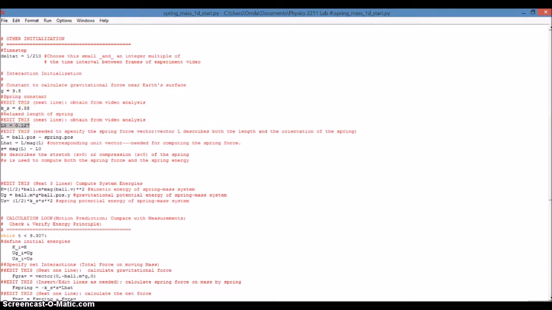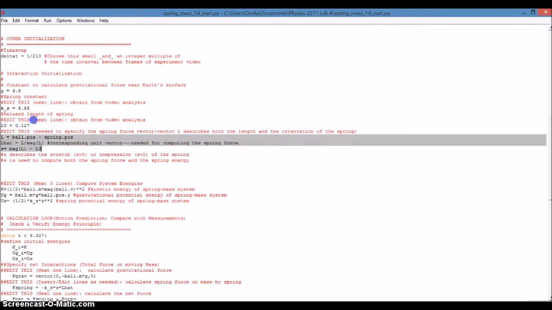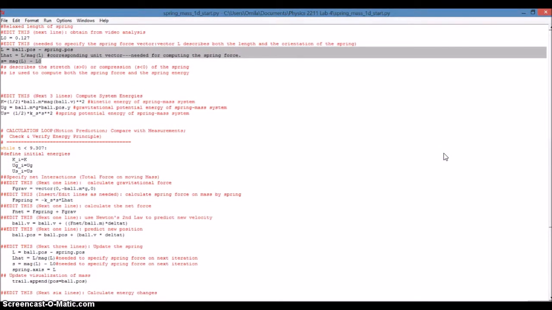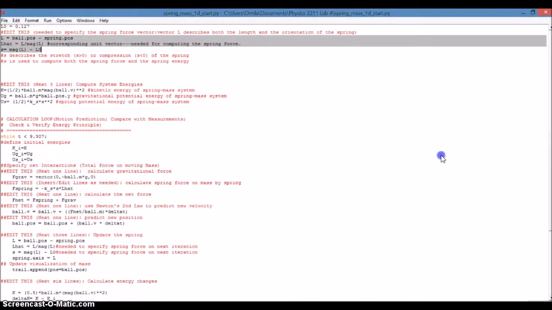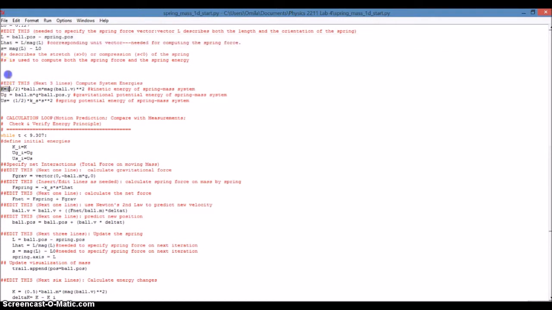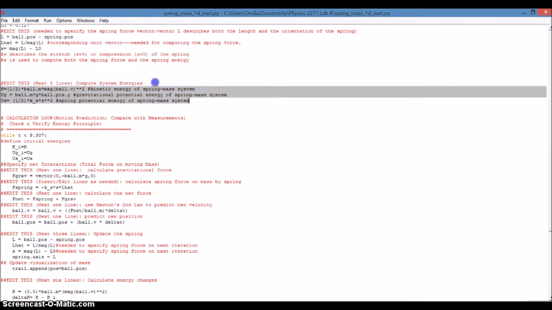This section of the Python code was used to calculate a new length every time by simply subtracting the position of the ball minus the spring, and the variable L hat was used to denote the direction, and the variable s was used to denote the stretch or compression of the spring, with the positive value suggesting the spring being stretched and the negative value of s suggesting that the spring is being compressed. The next part of the code simply computed the system energies as shown. Kinetic energy is 1/2 mass times velocity squared, potential gravitational energy is mass times gravity times position y, and potential spring energy is 1/2 times the stiffness of the spring times the stretch or compression squared.